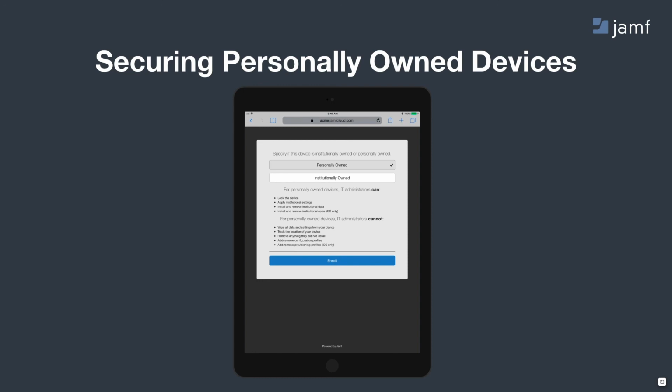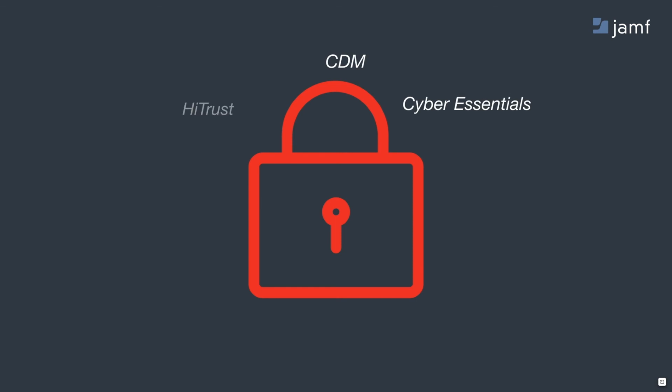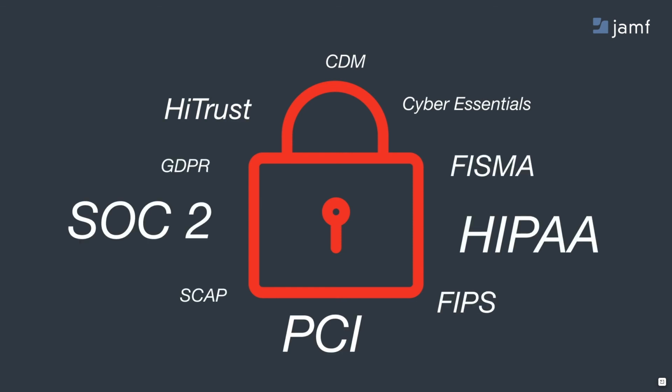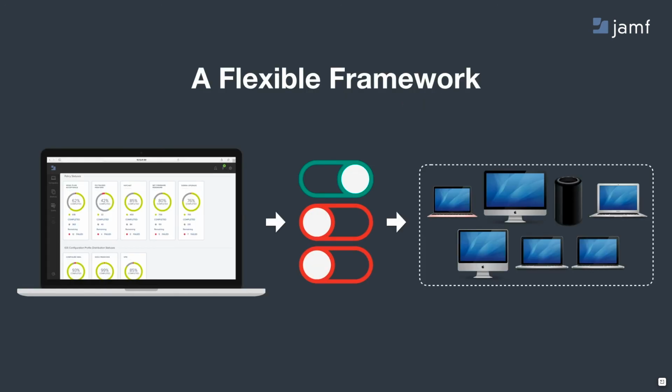So that's the CIS checklist. Of course, there are so many other security protocols out there that you might have to deal with. But the great thing is Jamf is a flexible framework. So whether it's CIS or something else like PCI or SOC 2 or HIPAA, you can use Jamf as a framework to apply the appropriate security settings for the devices that you own.